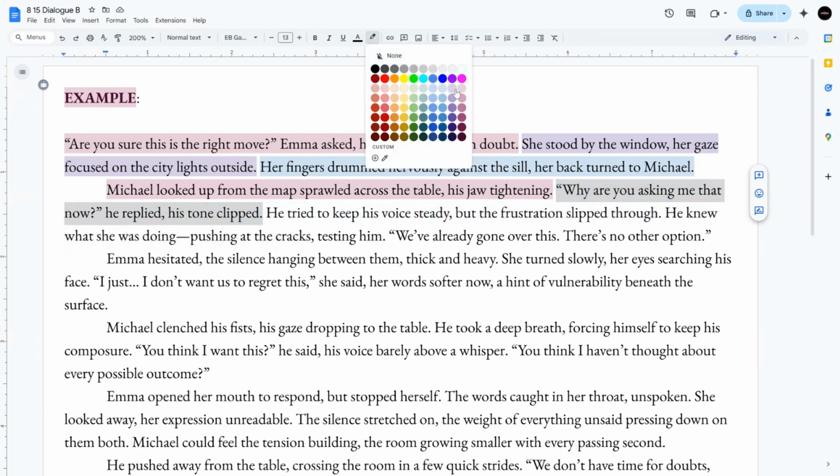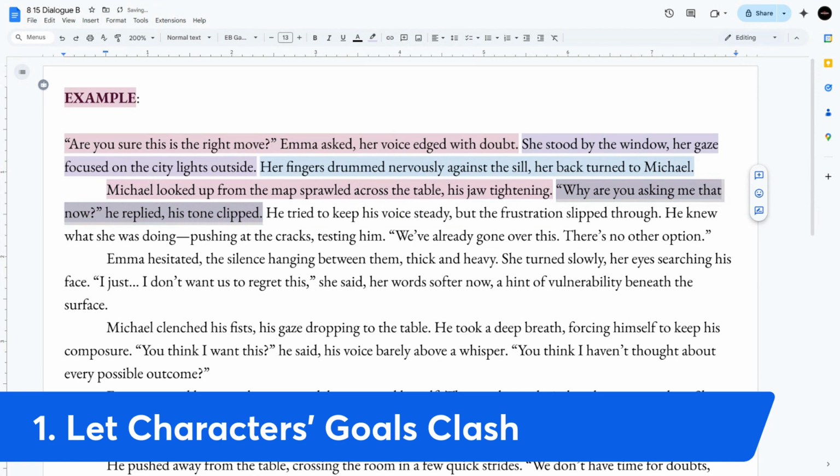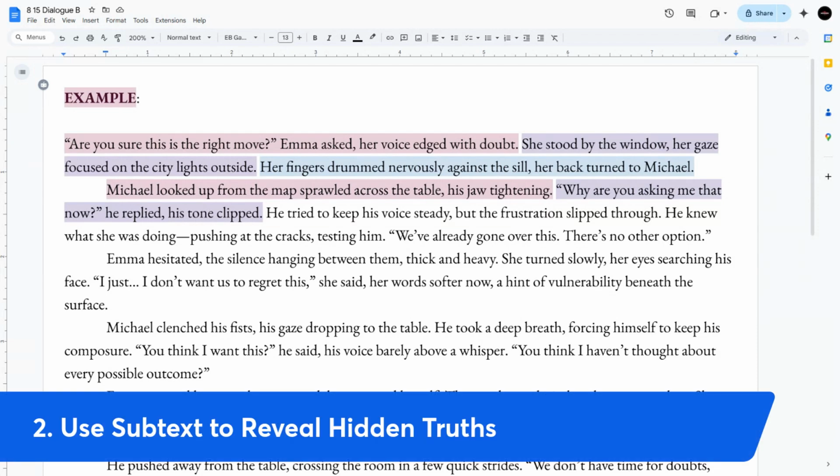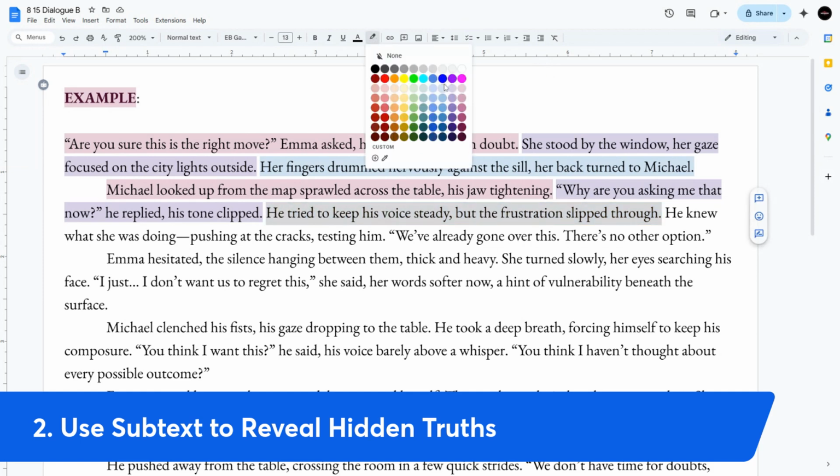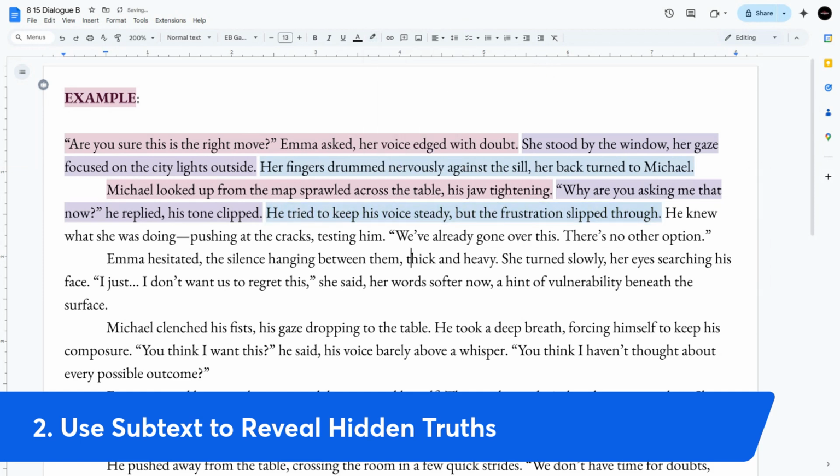They are literally clashing. What do you mean? You're questioning? You got to trust me. That's the undertone, which is subtext. He tried to keep his voice steady, but the frustration slipped through. Whoops. Son of a bitch. He tried to keep his voice steady, but the frustration slipped through.